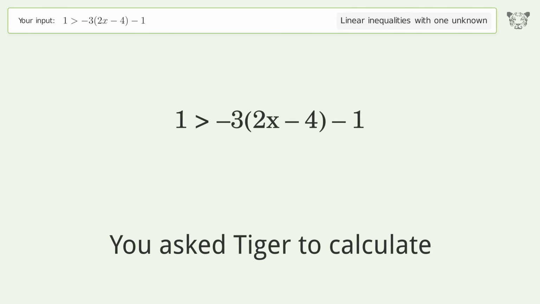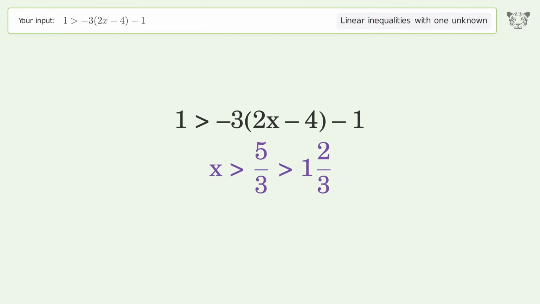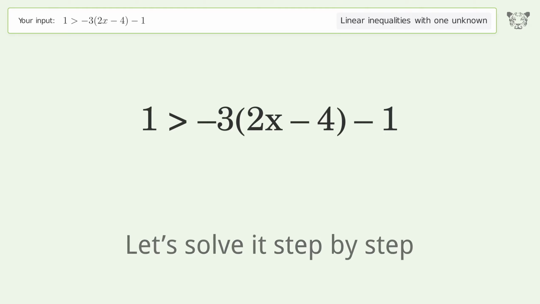You ask Tiger to calculate. This deals with linear inequalities with one unknown. The final result is x greater than 5/3 greater than 12/3. Let's solve it step by step.